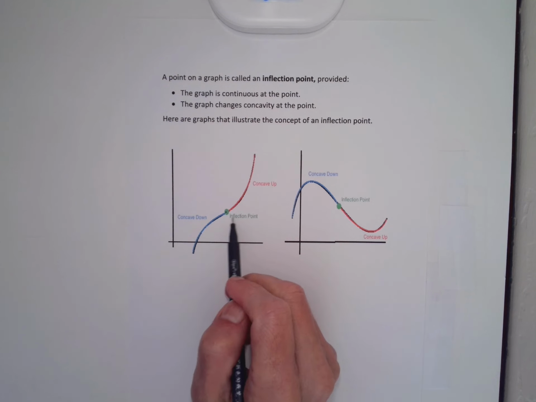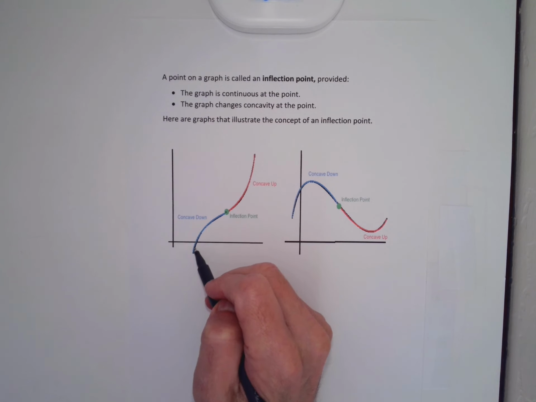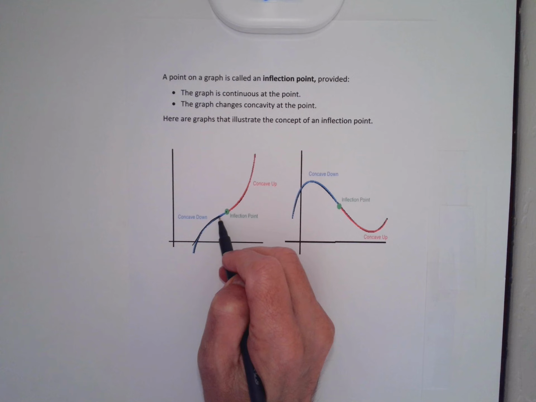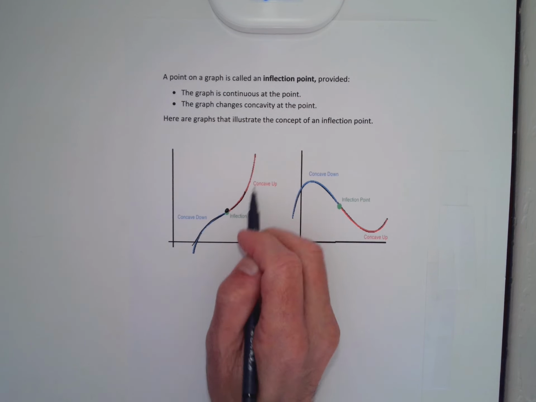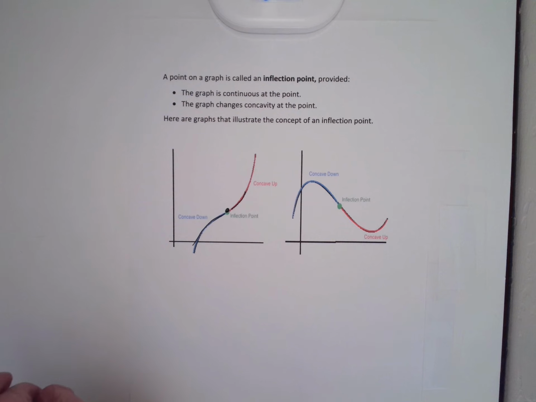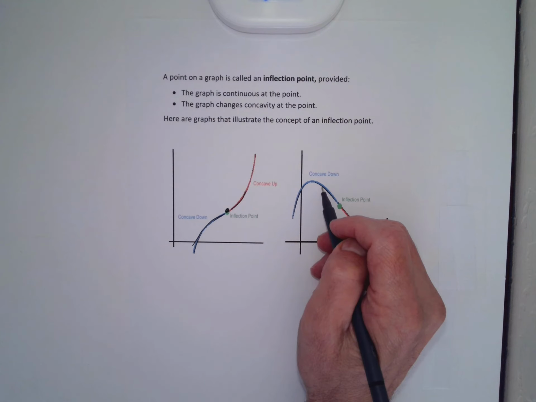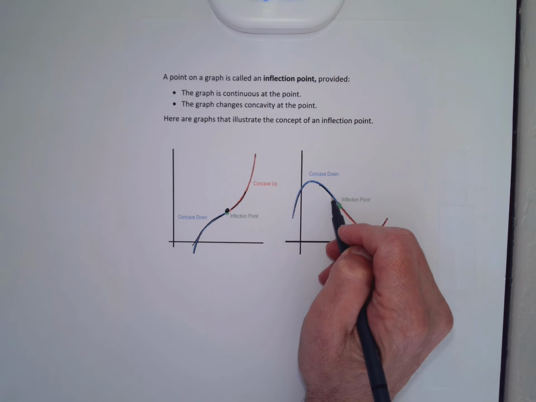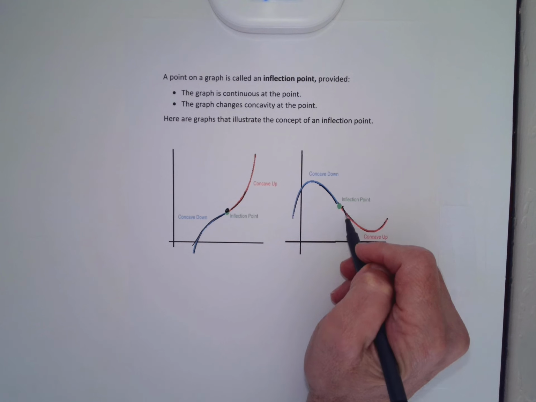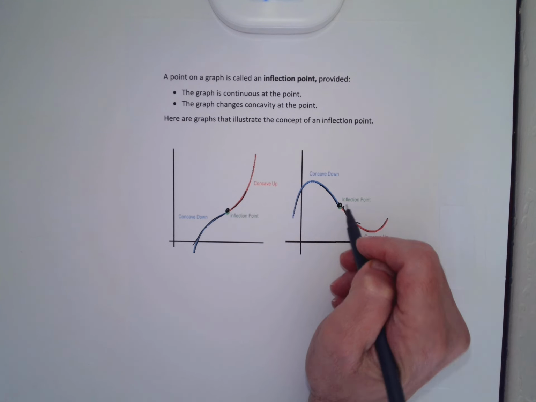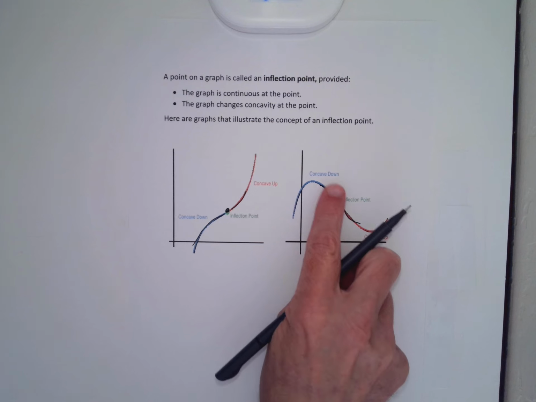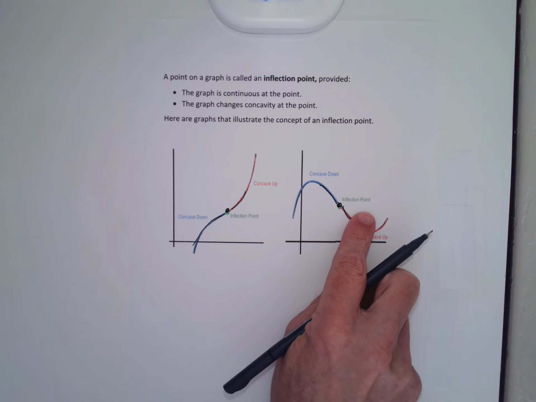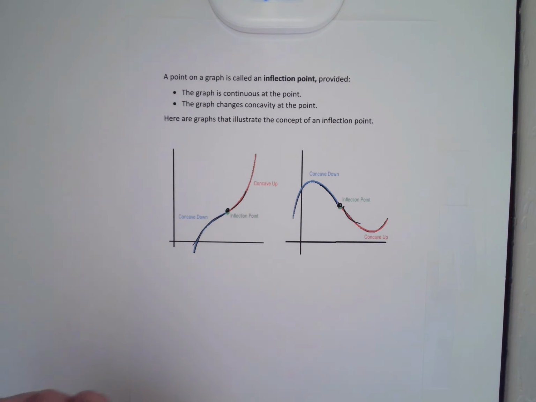Here's an example of an inflection point where a graph is increasing. It goes from concave down to concave up. This point where the graph changes from concave down to concave up is referred to as an inflection point. Here's another example. A graph is decreasing. First it's concave down, then it's concave up. The point on the graph of a function where the graph changes either from concave down to concave up or from concave up to concave down is called an inflection point.